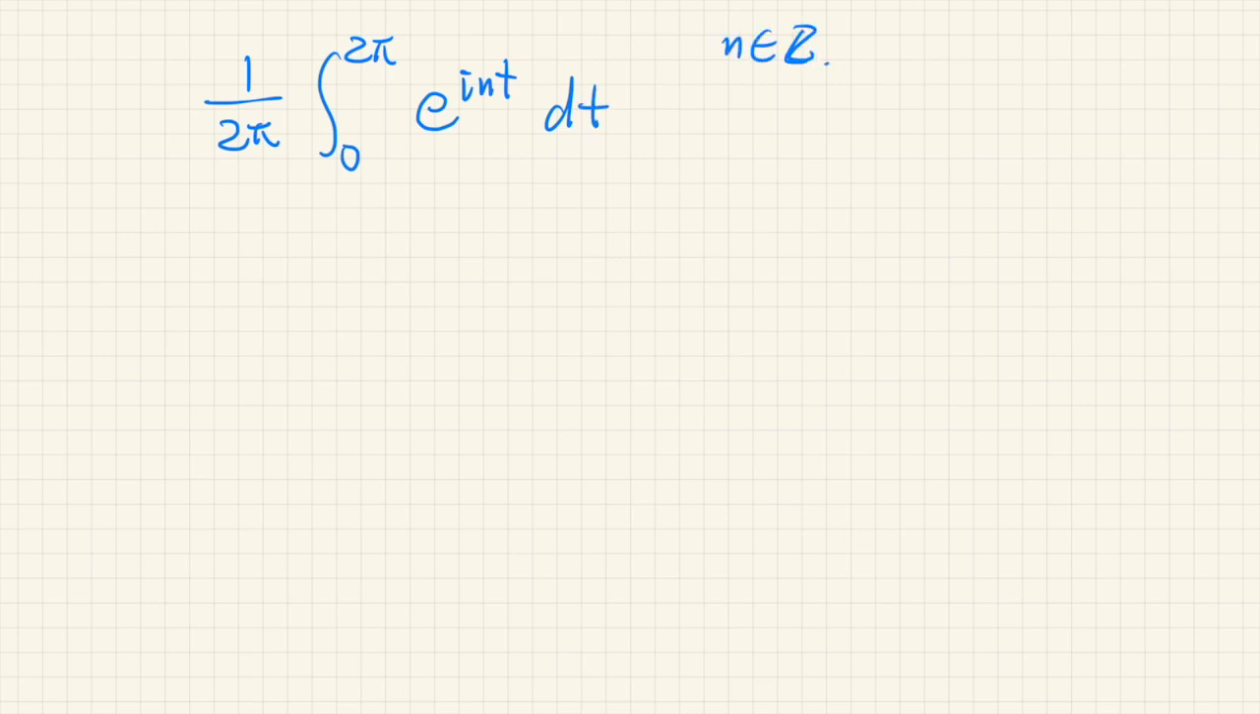Finally, let's prove this formula that will become important in Fourier series analysis. The integral of exponential of int dt, where n is any integer, divided by 2 pi, is equal to the Kronecker delta of n and 0. So that means this is equal to 1 if n is equal to 0, or equal to 0 if n is not equal to 0. Okay?